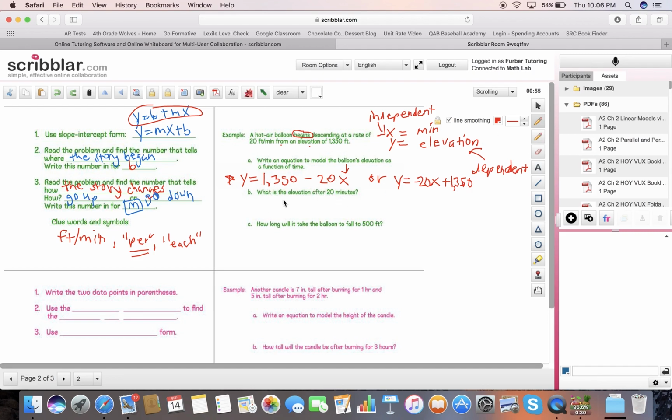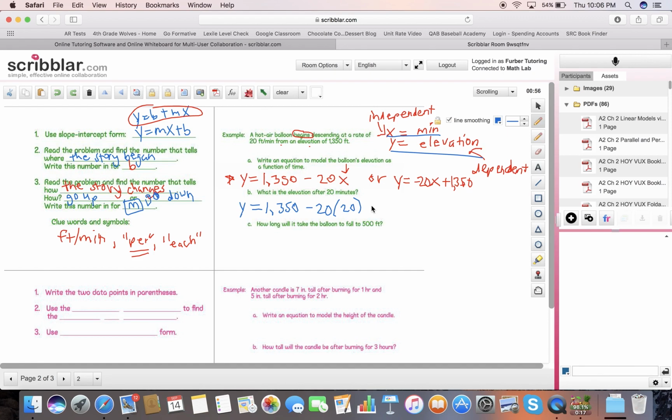B says, what is the elevation after 20 minutes? Well, y is the elevation. I want to know what y is going to be after I have already been going down for 20 minutes. So I'm going to take my x value, which represents my minutes, and put in a 20 there, because every time I go another minute, I have gone down another 20 feet. So if I go down for 20 minutes, I'm going to be multiplying that by negative 20, because I'm going down 20 feet every single one of those 20 minutes.